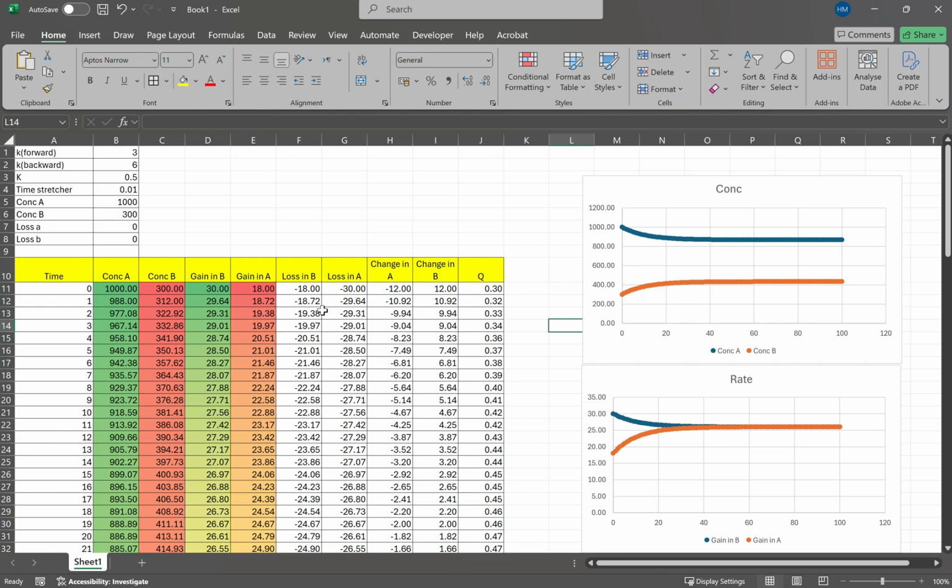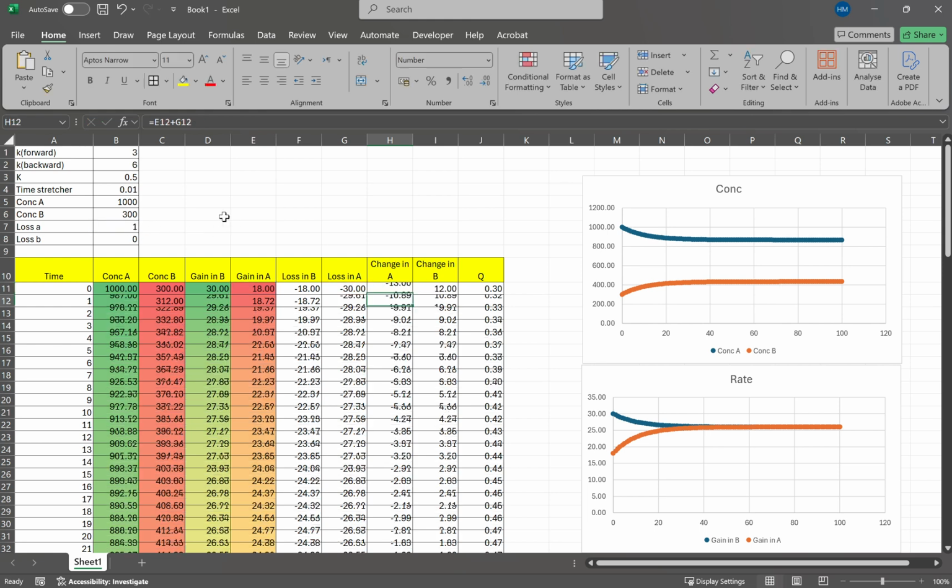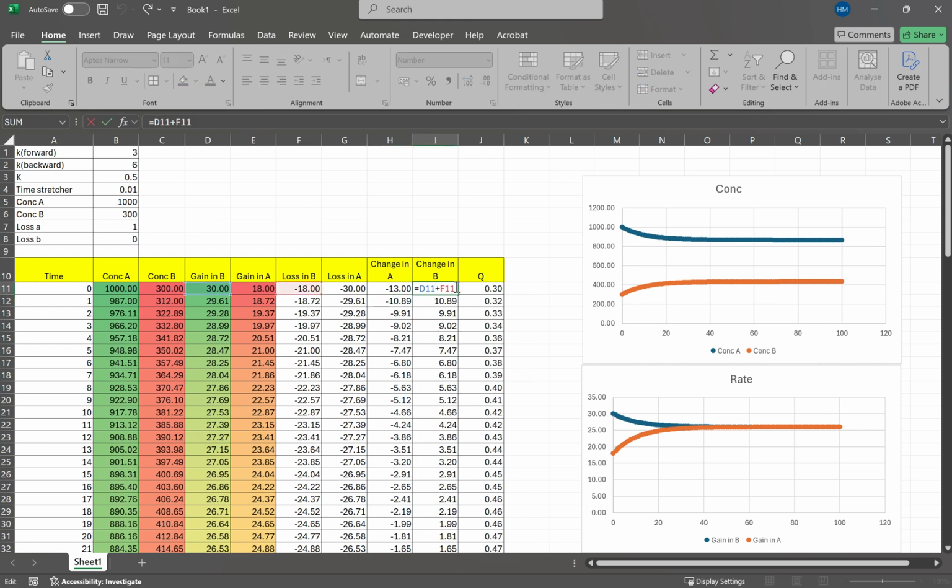The loss, did we put it in? Let's see. No, so we haven't put it in. So gain in A. So if we actually change that, do we add a term? So we've got minus this loss in A. Actually, let's do this on change in A. So over here, let's put minus that, and then let's put this one as minus change in B.